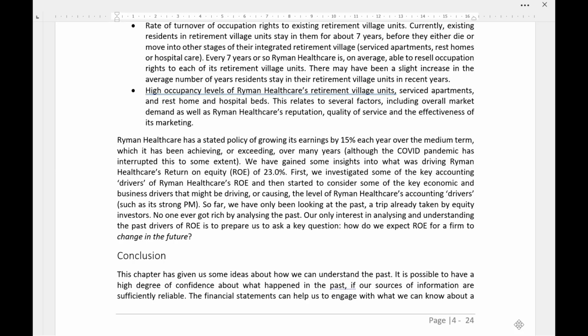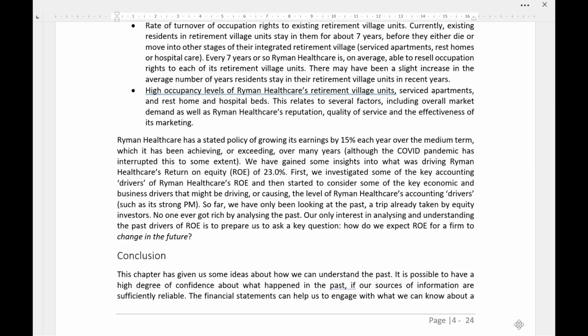We've gained some insights into what was driving Ryman Healthcare's return on equity of 23.0%. First, we investigated some of the key accounting drivers of Ryman Healthcare's return on equity, and then started to consider some of the key economic and business drivers that might be driving or causing the level of Ryman Healthcare's accounting drivers, such as its strong profit margin.